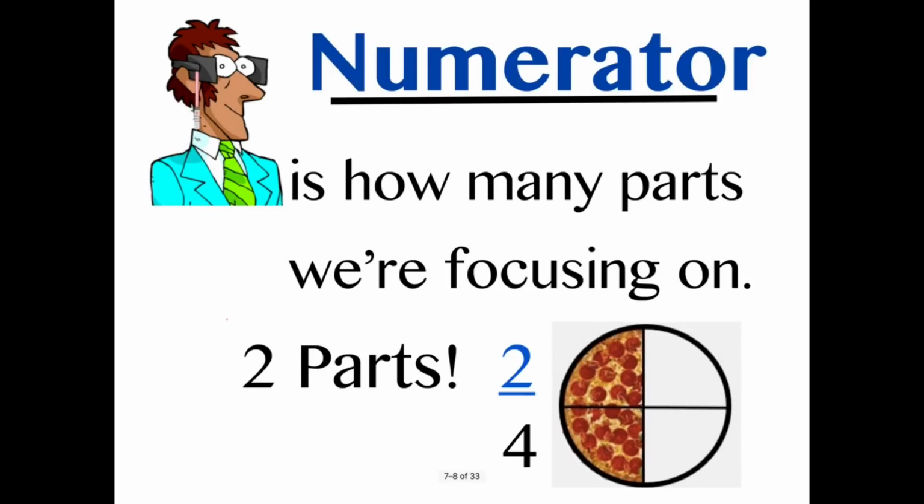I also want you to take a peek at these little blinders. They look like horse blinders. Anyway, a numerator is what we call the top part of the fraction, and a numerator is how many parts we're focusing on. So in this case, you can see we're focusing on 2 parts, meaning the pepperoni. Now, it could be the 2 eaten parts, so that's why you have to look at the question. But anyway, that is a numerator.